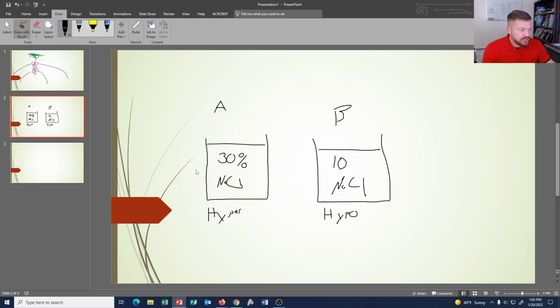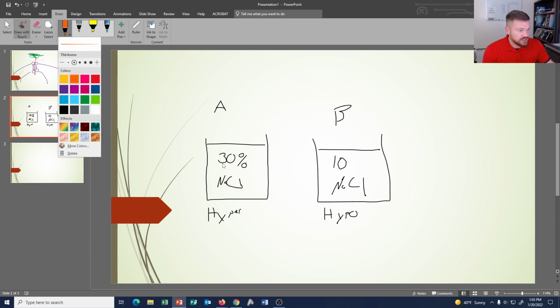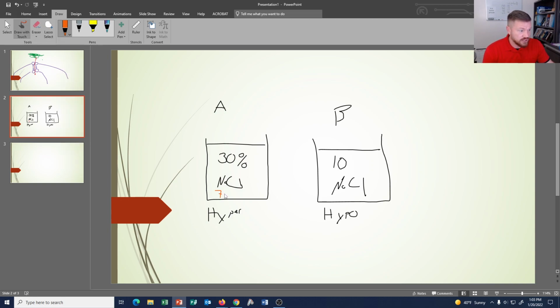The other thing I could ask about these solutions is, if solution A is 30% salt, how much water is it? Well, it's got to be 100% total, so if it's 30% salt, it's 70% water. If beaker B is 10% salt, how much water is it? Well, it's 90% water, because if it's 10% salt, it's got to be 90% water. 90 plus 10 gives you 100. And so if the concentrations were the same, then they would be isotonic. So hyper, higher concentration of solutes, hypo, lower concentration of solutes.